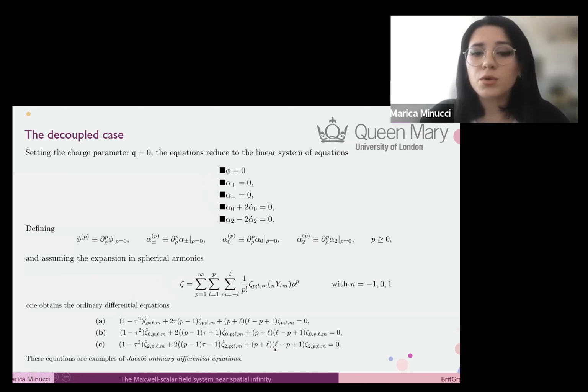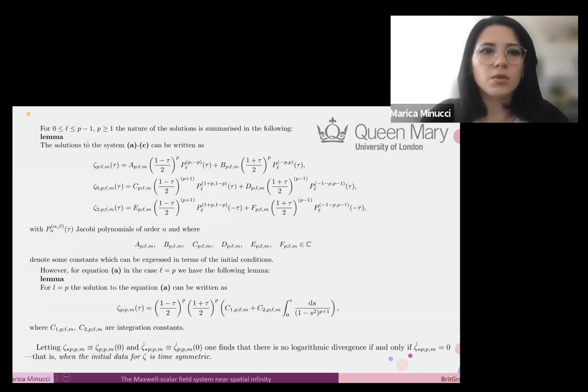The behavior of the solution depends on the value of L. In fact, on studying the solution, we see that for L between 0 and p minus 1, all the solutions, so the solutions of the three equations, are just a combination of Jacobi polynomials, where all the coefficients can be expressed in terms of proper initial conditions.